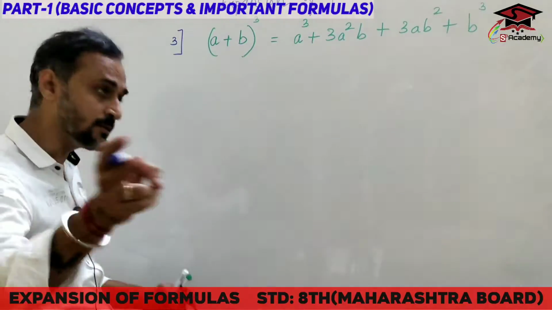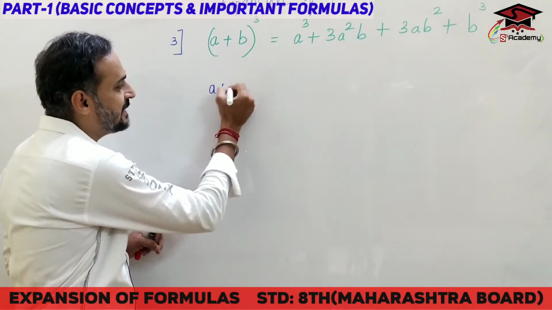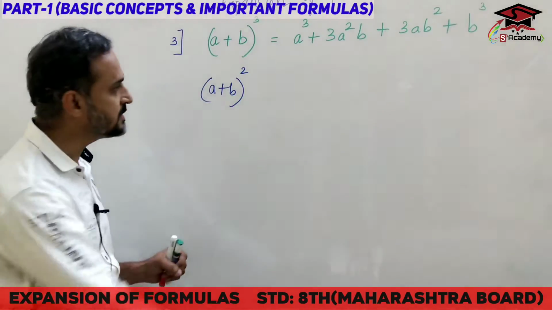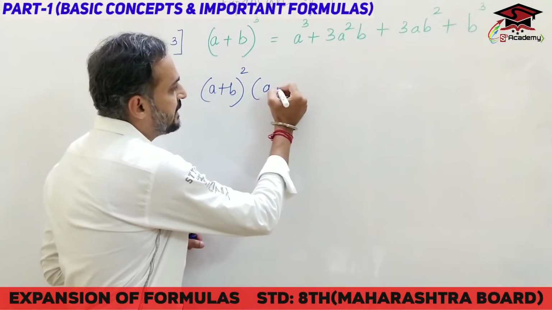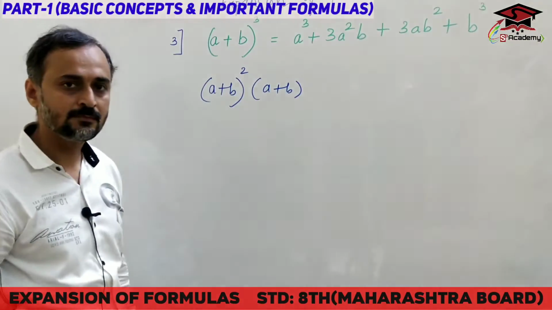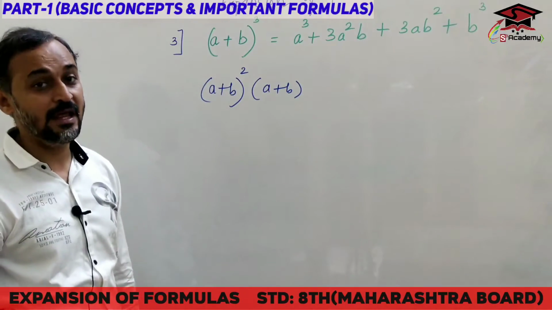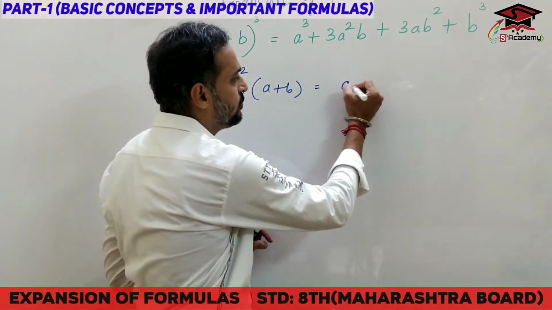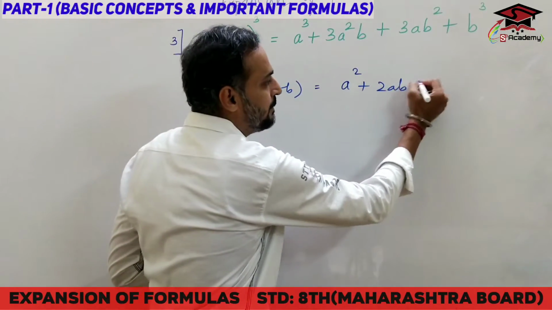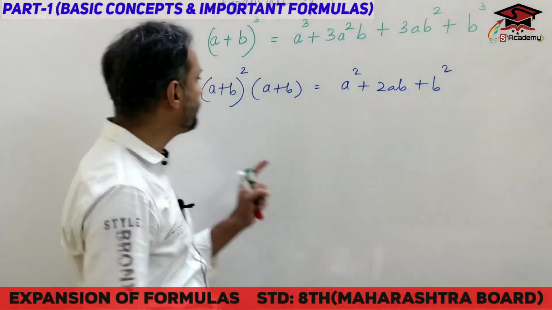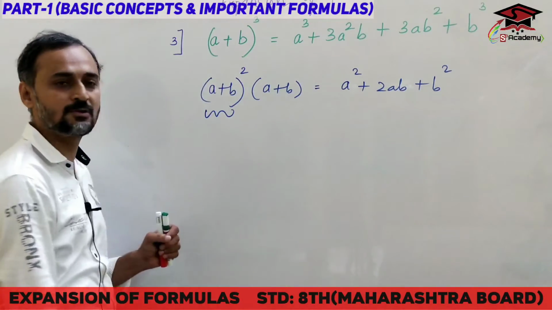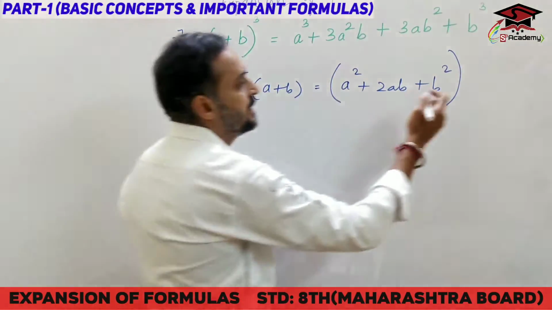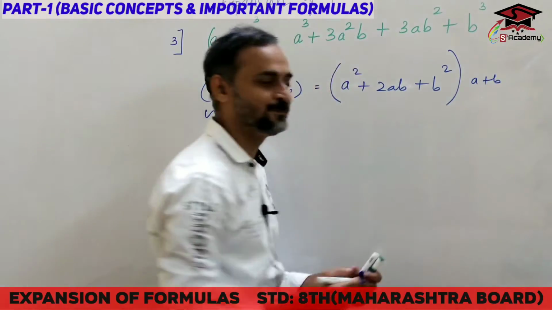I'll do one thing, I'll make it twice. How? Let me consider it as a plus b the whole square, and I can consider it as a plus b. We know it very well what is the formula of a plus b the whole square: a square plus 2ab plus b square. This was the formula of a plus b the whole square. Now I'll put the bracket over here, because the second part is still remaining. Let me consider it as a plus b.